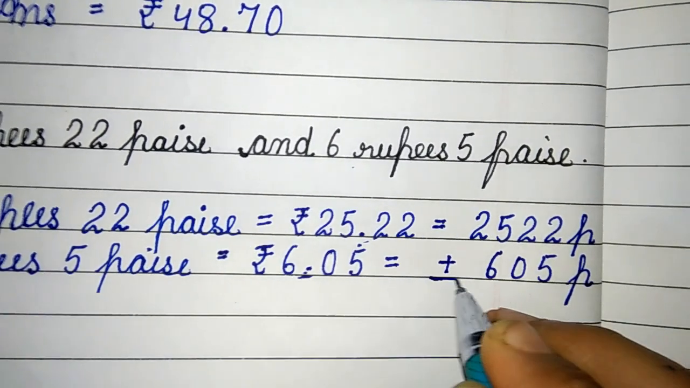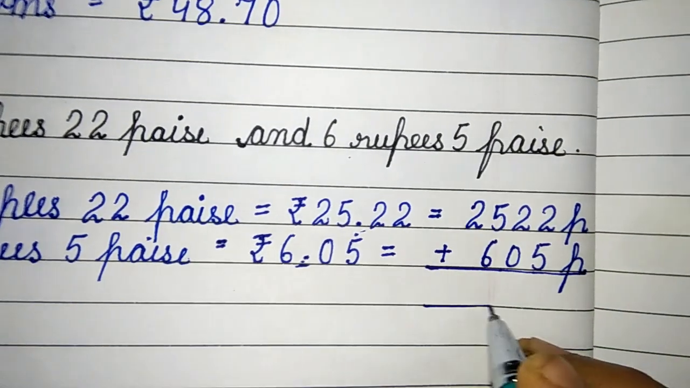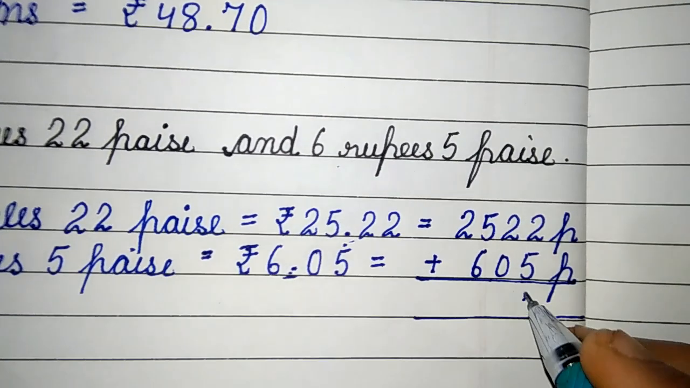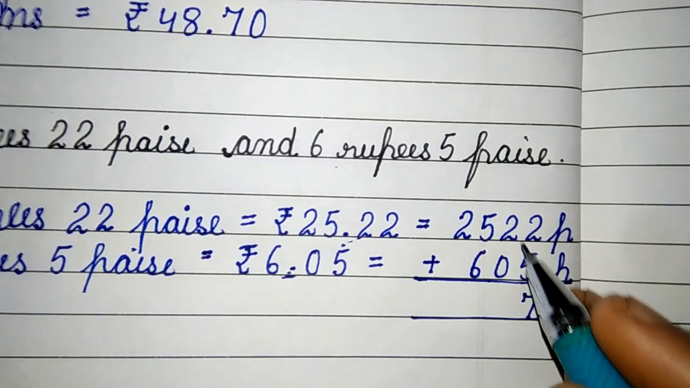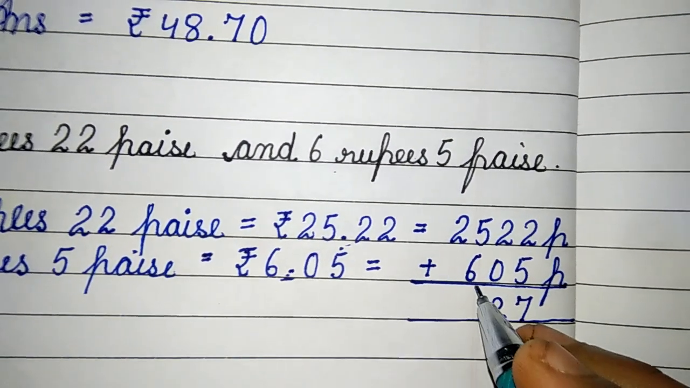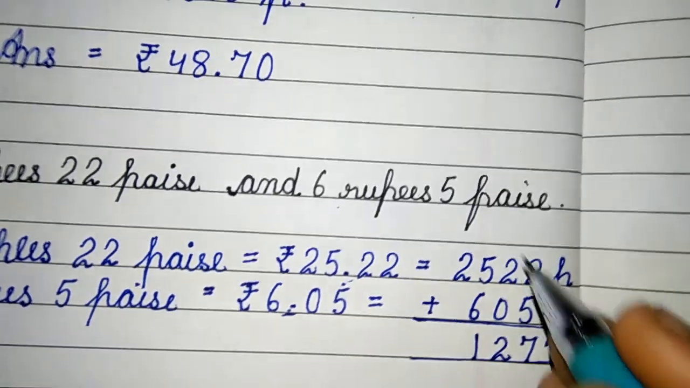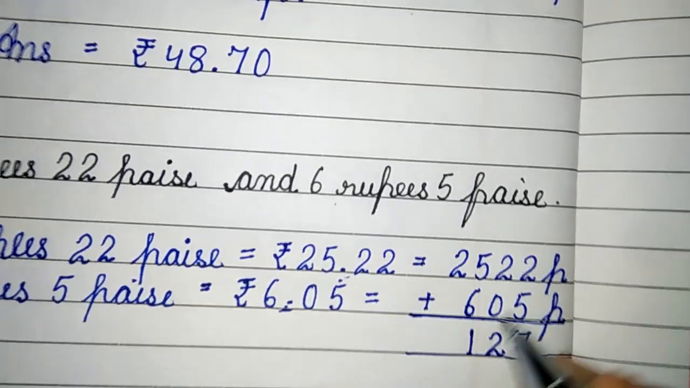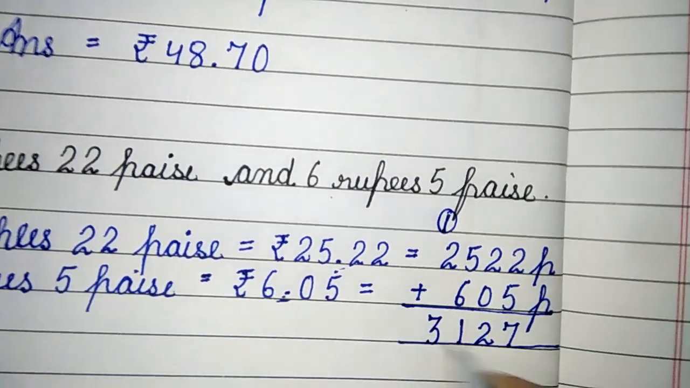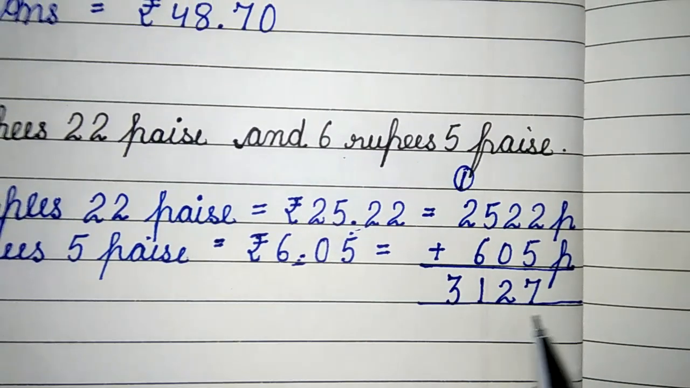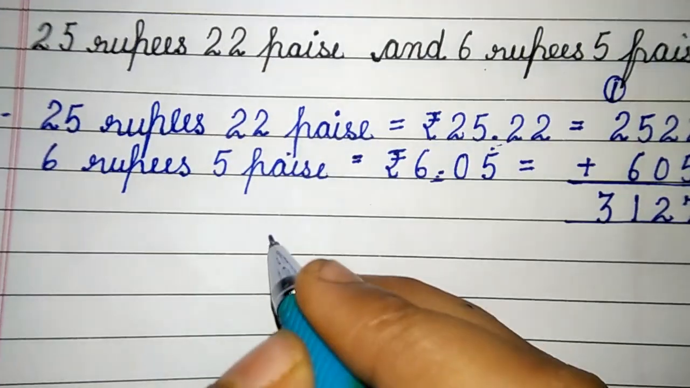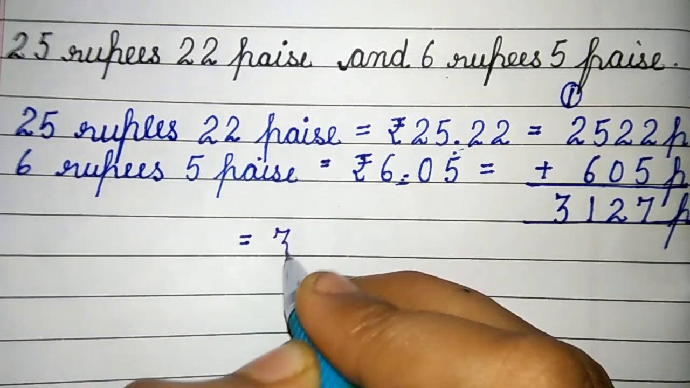Now we have to add this money. 2 plus 5 is equal to 7. 2 plus 0 is 2. 5 plus 6 is 11. 1 is written down and 1 carry. 1 plus 2 is 3. 3127 paise. Right here, 3127 paise.